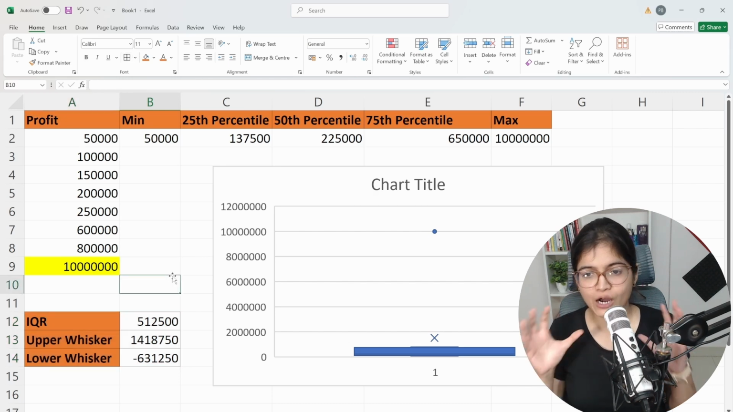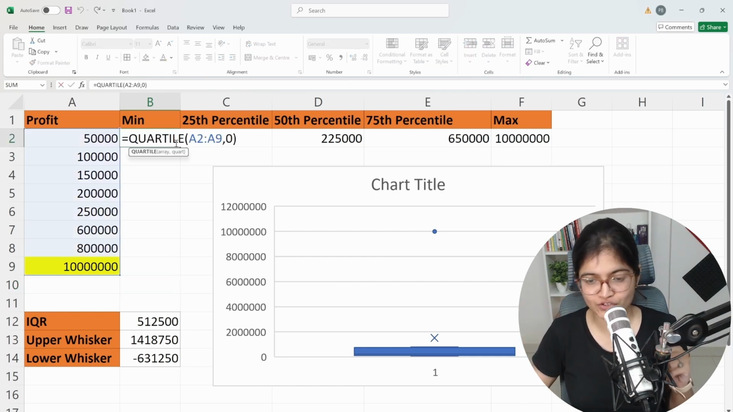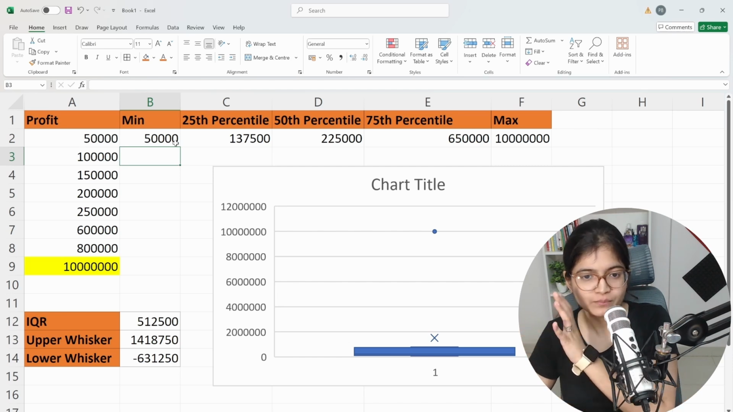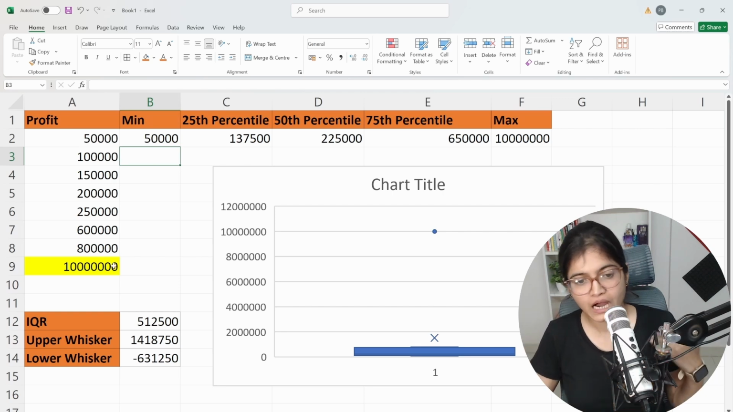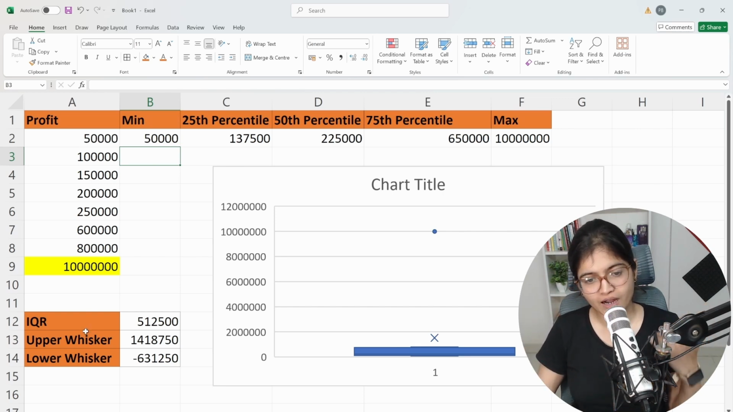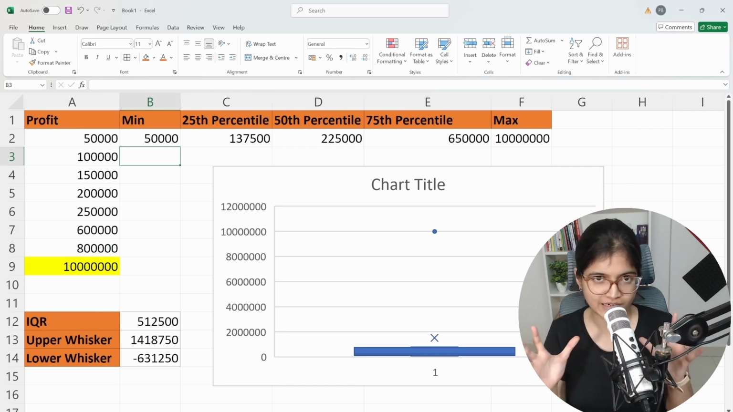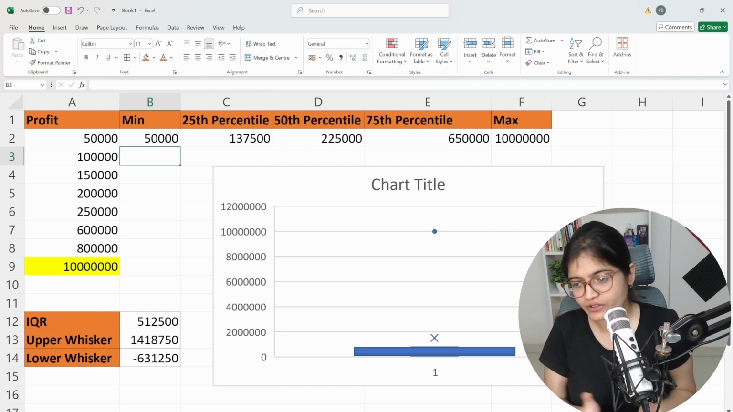So we have seen how we can evaluate all of these things. What is the value of quartile when I enter 0, 1, 2, 3, 4 in the function? Minimum, 25th, 50th, 75th, maximum. How can we evaluate the value of IQR, upper and lower whisker? How can we create a box plot to get the final idea? This is the overall idea about this video.